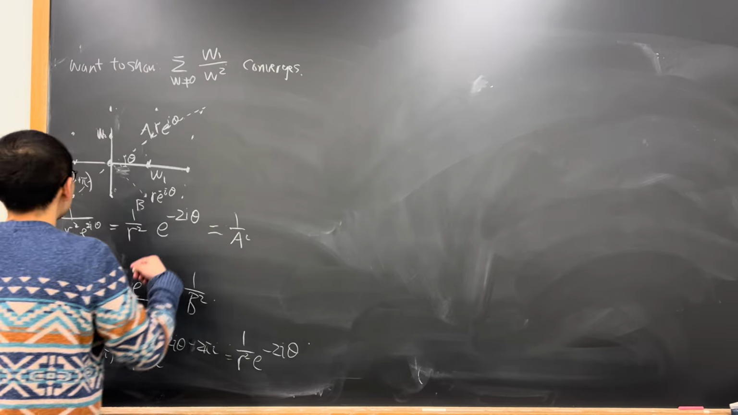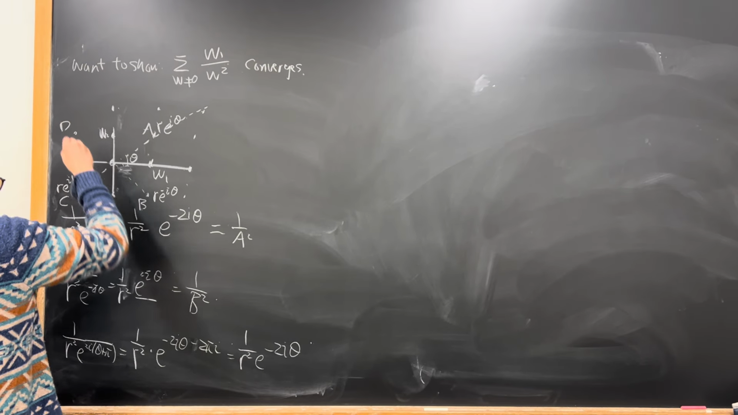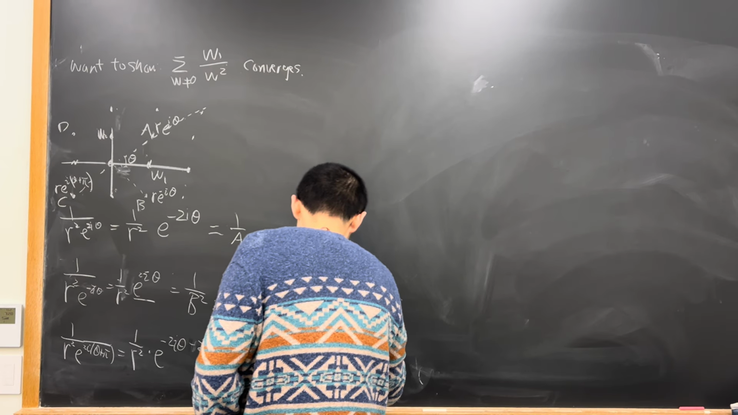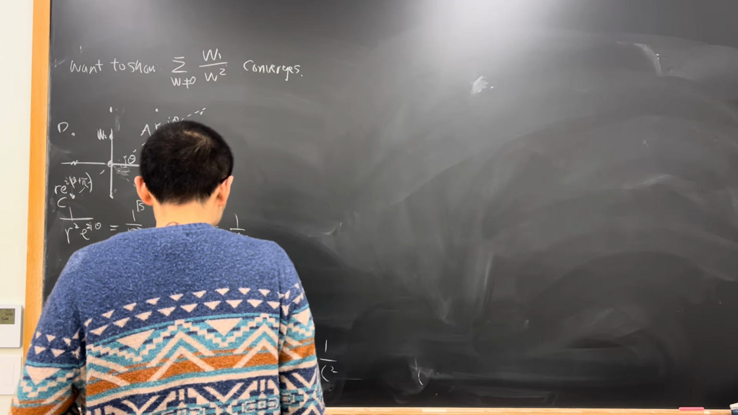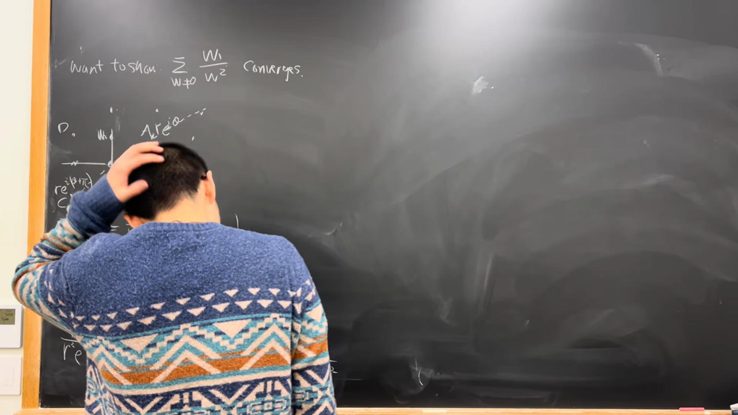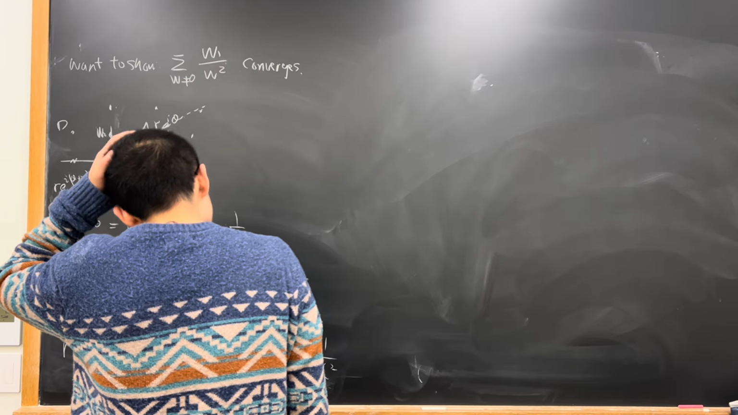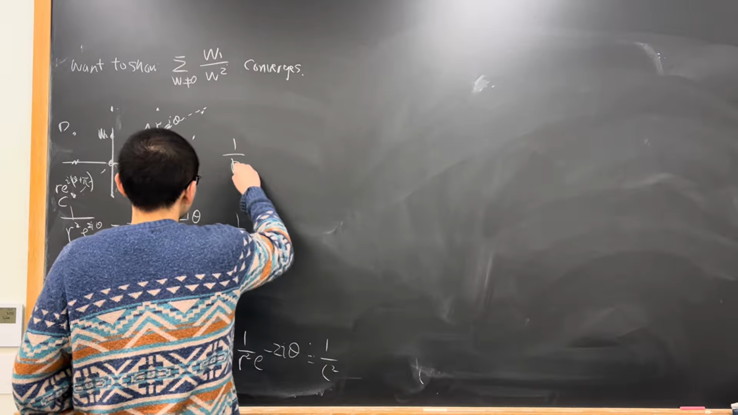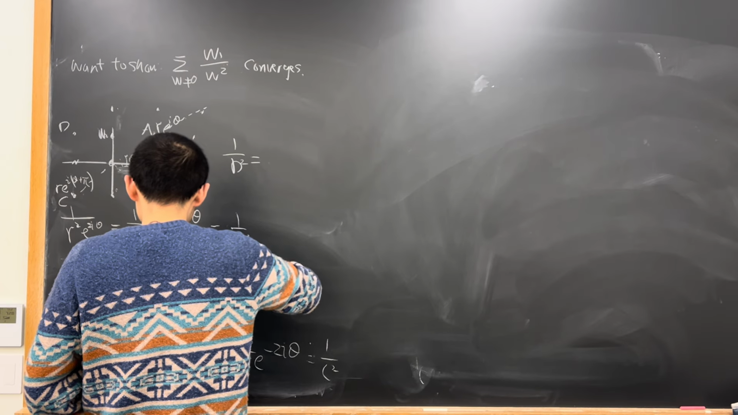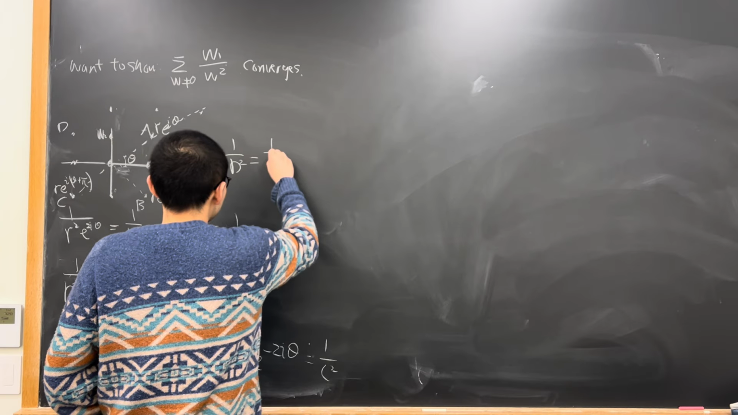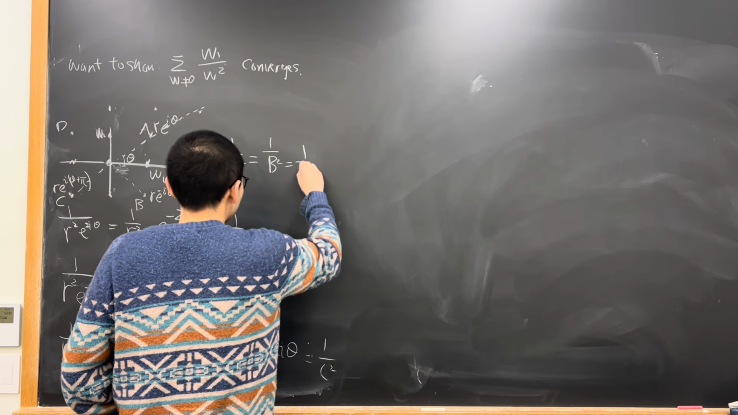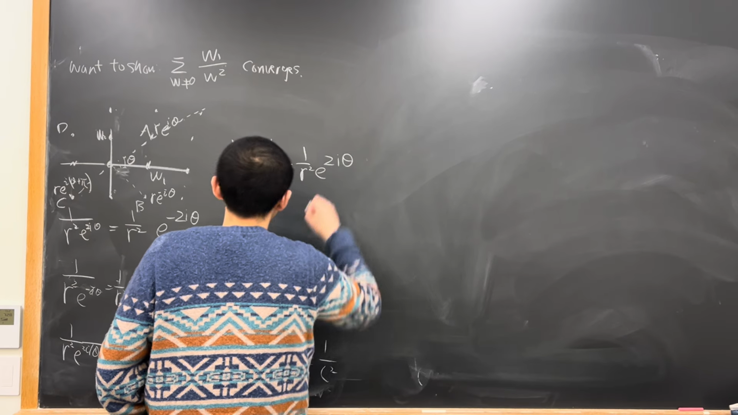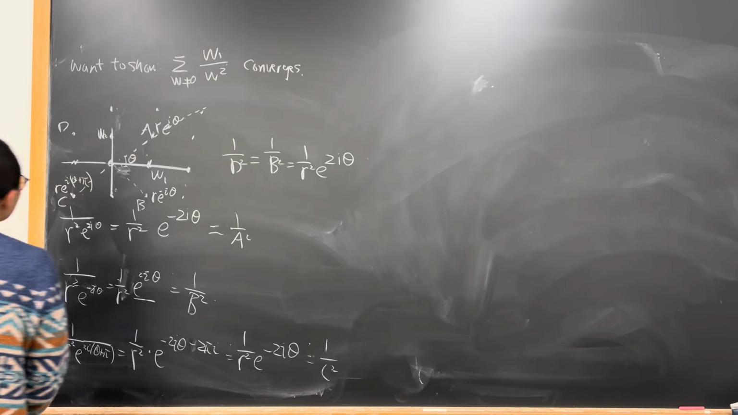So then you may have the point D. This is equal to 1 over c squared. And then 1 over d squared, which must be the same as 1 over b squared. So it's equal to 1 over r squared e to the 2i theta.